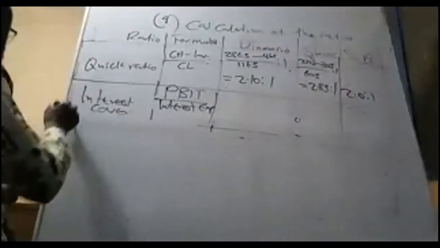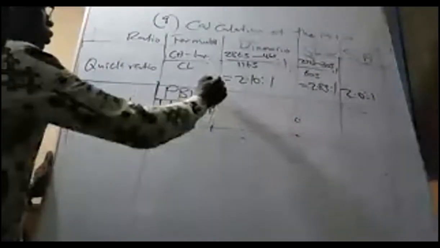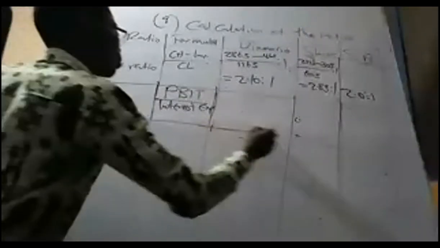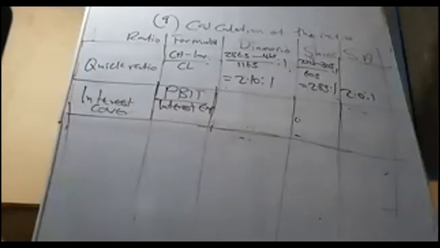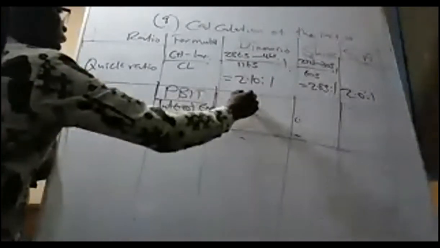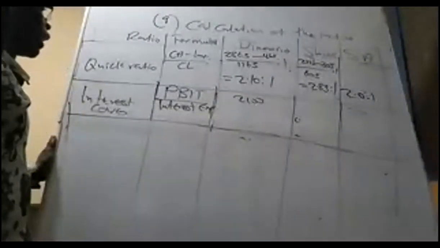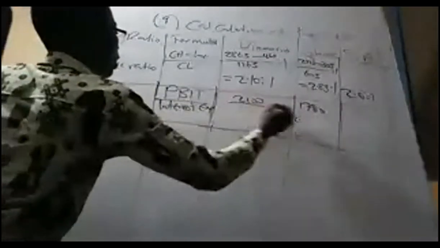So let me take off this section here so that it will not confuse us. We are done with this section, so you know that we are done with this section. It shouldn't confuse us again. Okay, good. 2,100, I like that too. And then 1780, all divided by the interest expense.